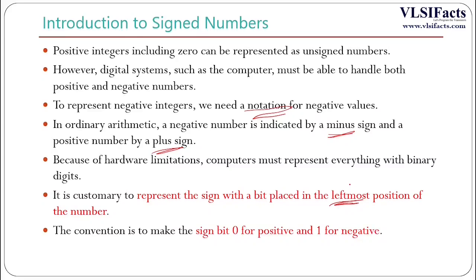The convention is to make the sign bit 0 for positive and 1 for negative. This is important. You may also get a short question on this, asking what the value of the sign bit is for a positive number and for a negative number. So the answer should be 0 for a positive number and 1 for a negative number.